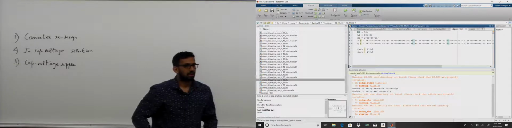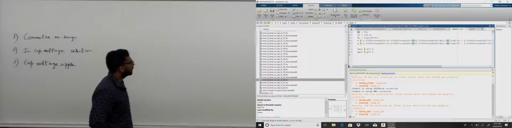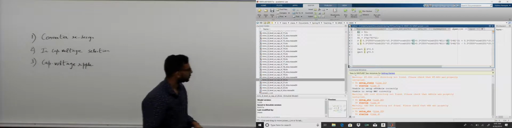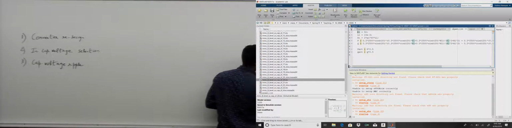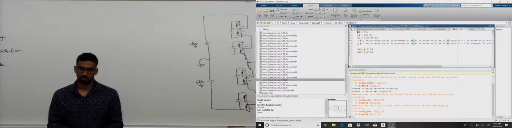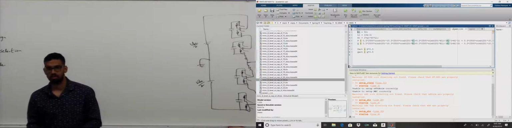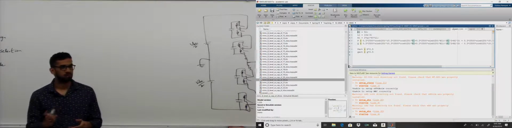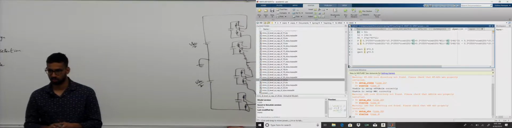Okay, let's start. So today we are going to do 3 problems, and we are going to verify that the answers we do on paper match with the results in Simulink. So I hope you all have your laptops.